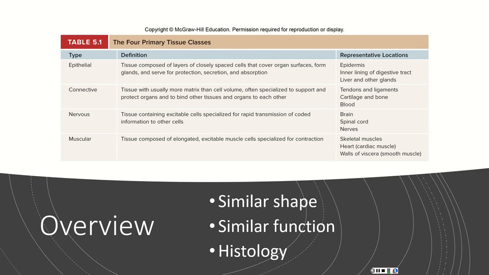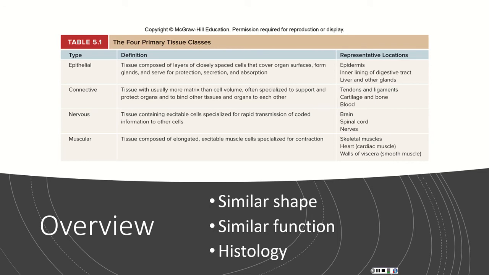Now, tissues we talked about far back in the very first lecture of the semester when we were talking about the levels of structural organization. And we said that tissues were groups of cells with similar shapes, properties, or origins performing a similar function. So tissues are divided really by what do they look like, where do they come from, and what is their function.